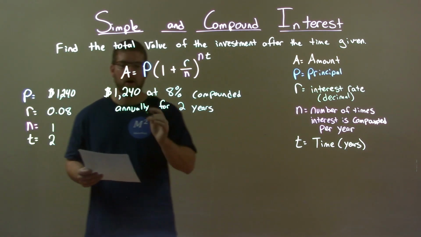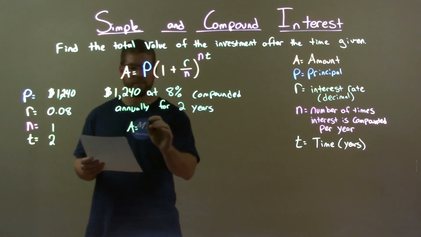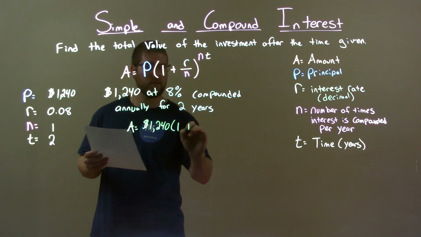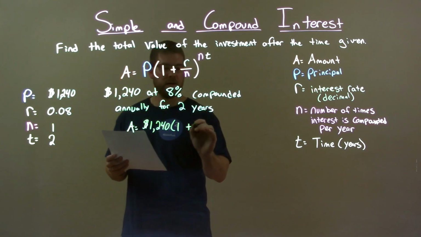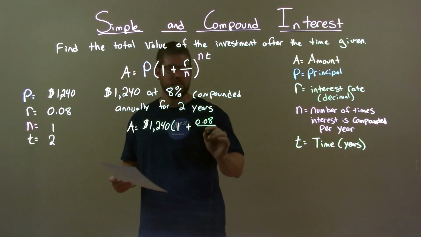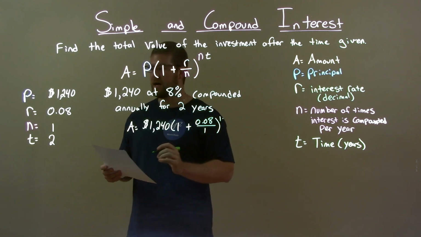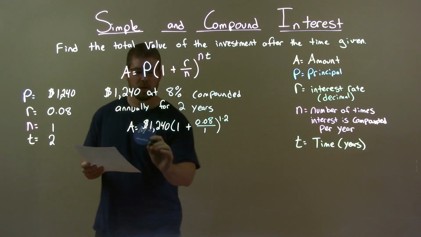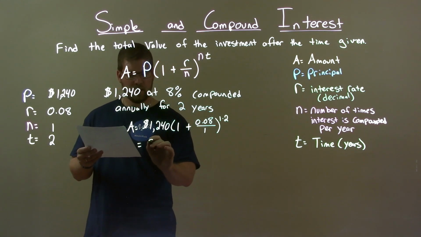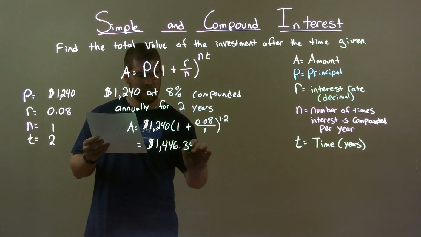That's our time. With all that information, we just plug this into our formula for compound interest. $1,240 multiplied by 1 plus R, my interest rate as a decimal, 0.08, over N, number of times we're compounding in a year, to the exponent power of N times number of years, which is 2. This gives us an ending value of our investment here of $1,446.34.